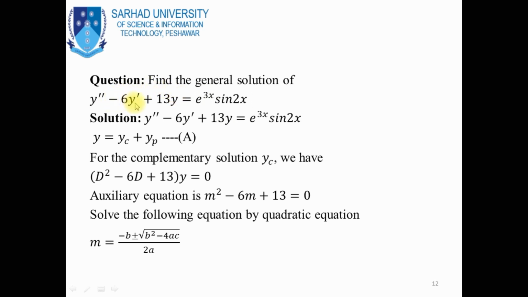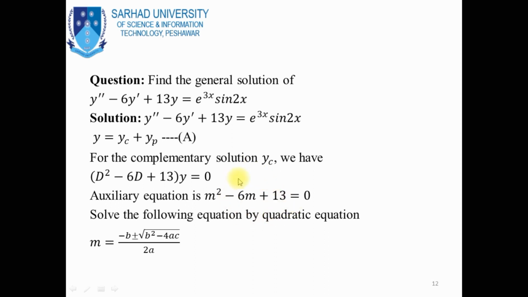y'' minus 6y' plus 13y is equal to e^(3x) sin 2x. Now this is a second order non-homogeneous differential equation, so the complete general solution will be equal to the complementary solution plus the particular solution. For the complementary solution, again we take the homogeneous part, (D^2 minus 6D plus 13) y is equal to 0, and for the non-trivial solution we take the auxiliary equation m^2 minus 6m plus 13 is equal to 0.